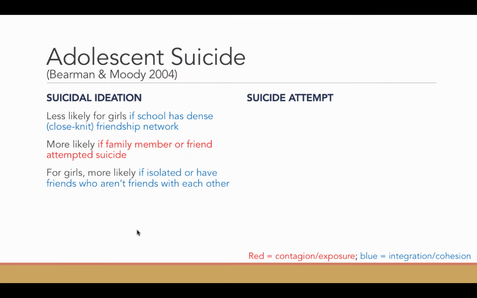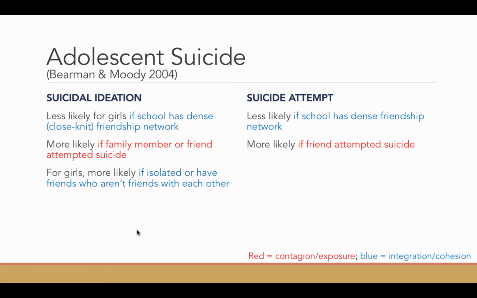So to go back, we're looking at suicide attempts. This is less likely to happen for males and females if the school has a dense friendship network. So having a well-connected community is actually a protective factor for suicide. It helps protect people because that means typically people are looking out for each other. Suicide attempts are more likely to happen if someone's friend has attempted suicide because that's red. Again, that's a contagion issue. That's an exposure issue.